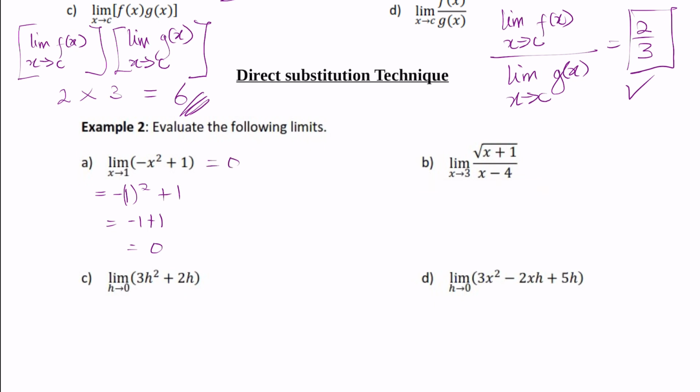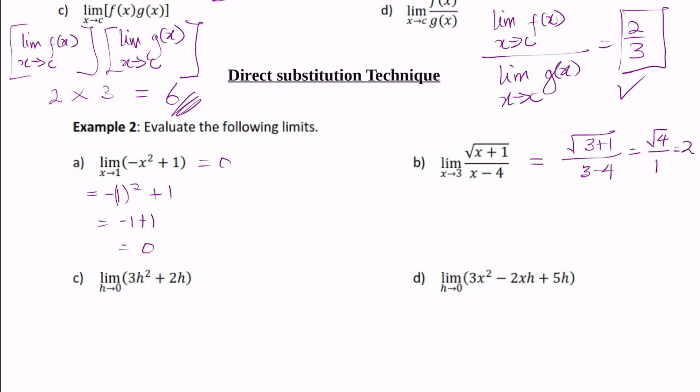Question B. We are first going to use the method of direct substitution. So we're going to substitute 3 wherever we see x. So this gives us square root of 3 plus 1 divided by 3 minus 4. And this gives us square root of 4 divided by 1, which gives us 2.